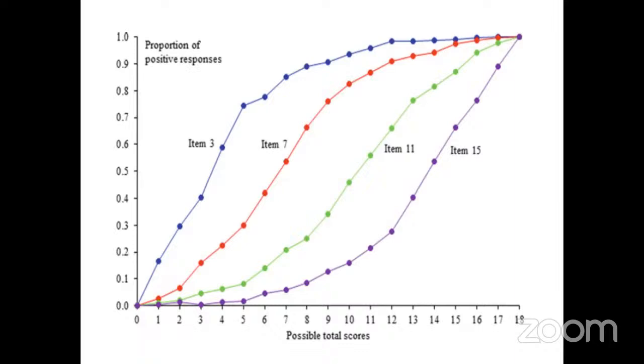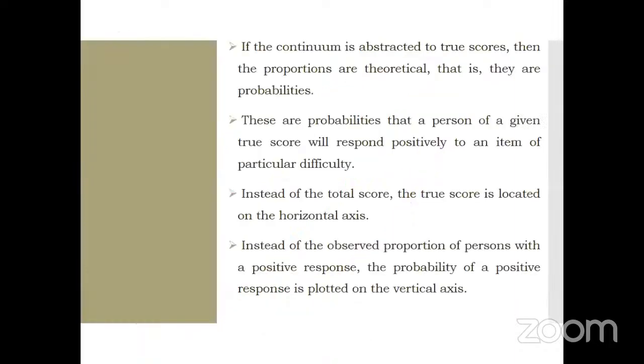And the most difficult item here is item number 15, right? Yes, correct. Why? Because you see that only those who got 18 out of 18 could get item number 15 correct, and mostly people got it wrong. All right, so that's how we represent this for this infinite number of people here.